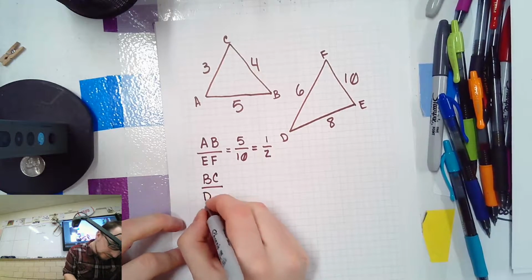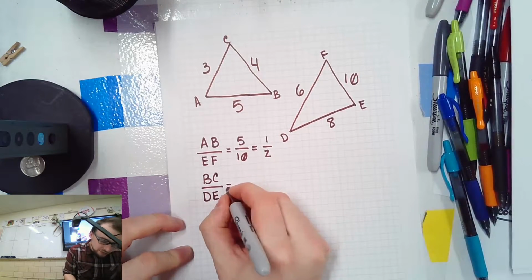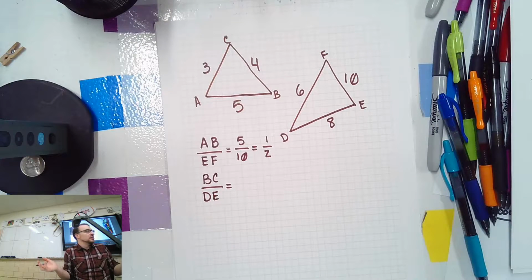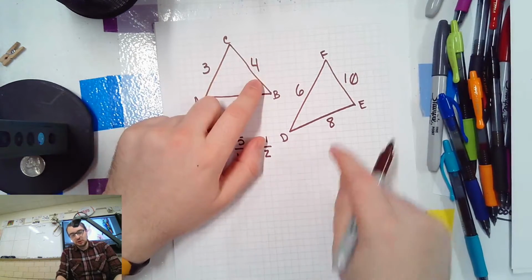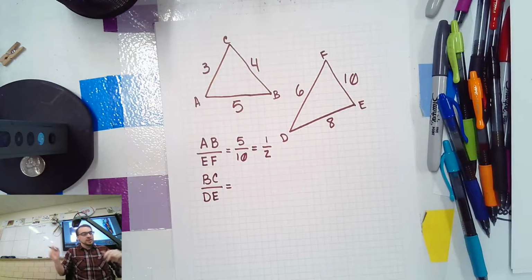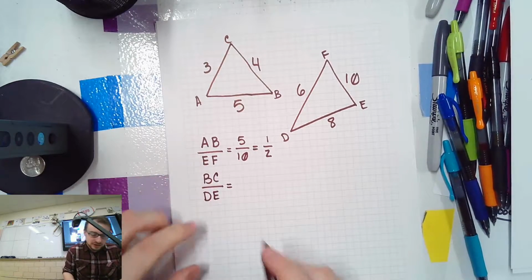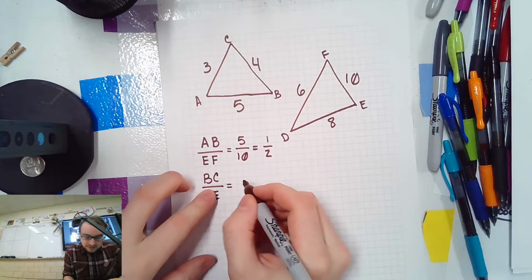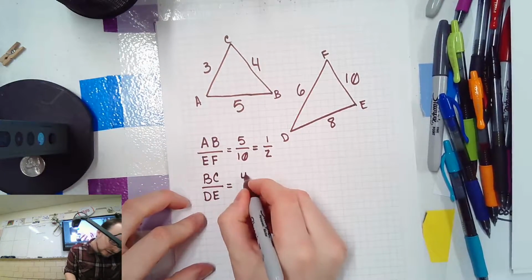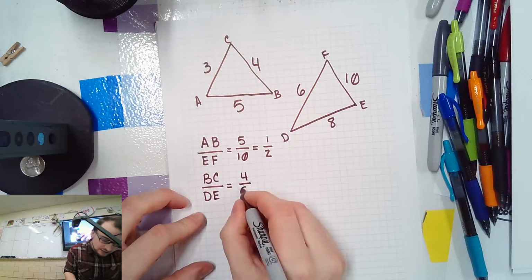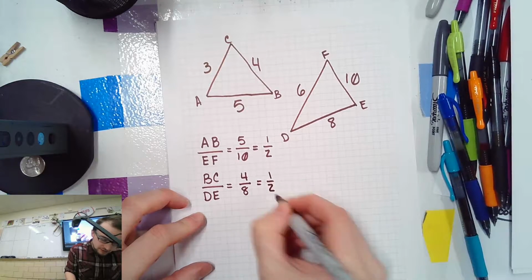DE, right? Those are related. And not only are they related, because all sides are related to all sides if you think about it, like we can say 4 is related to 10 because they're both even numbers, what we're saying here is that they have the same relationship as AB and EF. So BC over DE, BC is 4 and DE is 8. And you'll notice that also reduces to a half.